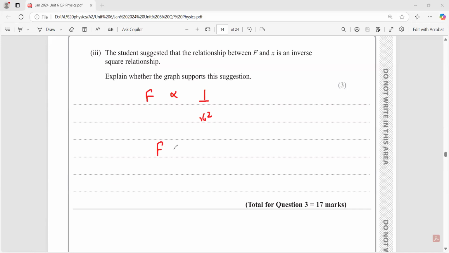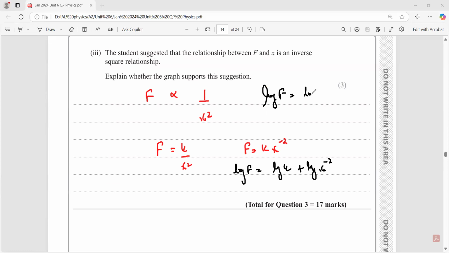So f is equal to k over x square, or f is equal to k times x raised to the power minus 2. Okay. Then if I plot a graph for log, log f will be equal to log k plus log x raised to the power minus 2. When I rearrange the equation, log f is equal to log k minus 2 log x. If I put x first, it will be log f is equal to minus 2 log x plus log k.